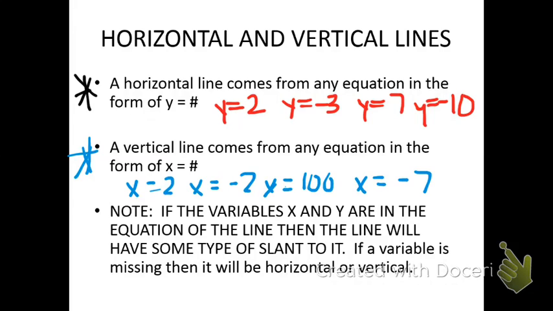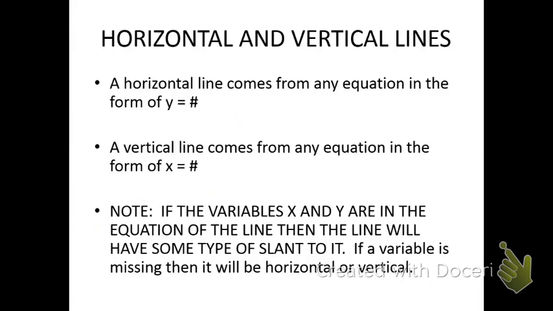Last thing, just to note, something smart to know: if you have x and y in the equation, then the line will have some type of slant to it. That'll be our slope. If just one variable is in it, then it'll either be horizontal or vertical. Okay? Good stuff right there.